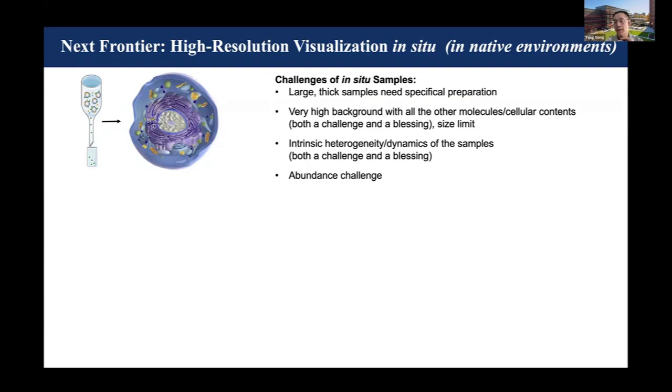Then on a similar line, other than background, there's also the intrinsic heterogeneity and the dynamics of all the samples. The whole pathway of your molecule of interest is in front of you. Again, very hard to tease out, but if you could do it, you learn so much more. And then one more example is that your target may be very sparse. It's not purified, it's not enriched. So there are ways you have to deal with the abundance challenge of your target. But those are things on the frontier of development. We're inching closer to getting this figured out.